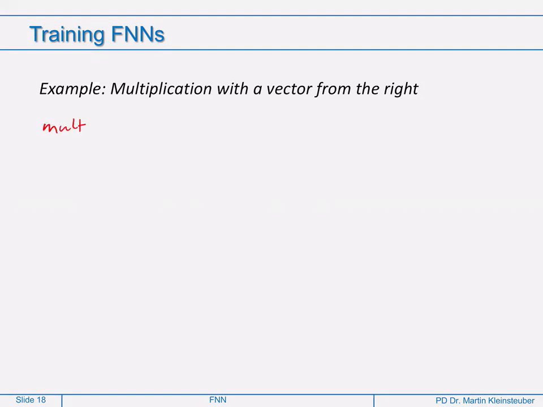So pay attention here. We have mult x, and mult x is actually a map that takes a matrix as an input and a vector in R^m as an output. And I say, okay, I assign a certain matrix W to the vector W times x.